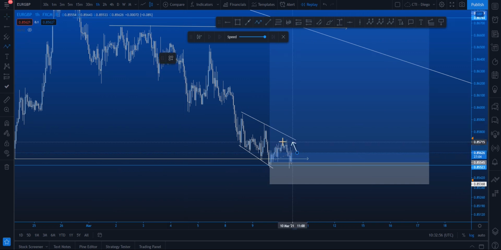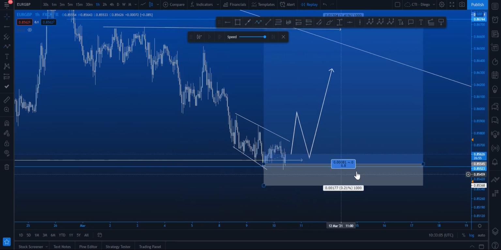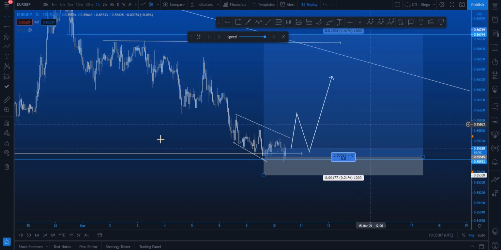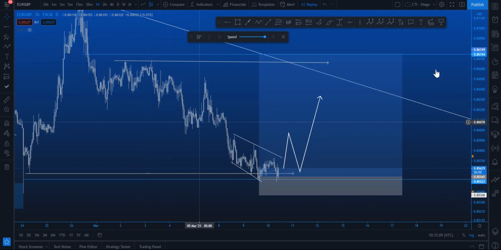So once price now takes out these highs with momentum, I'll be looking to scale in on some unfilled orders and catch the retest on a second position once I've covered my stops. So that's the game plan for Euro Pound.